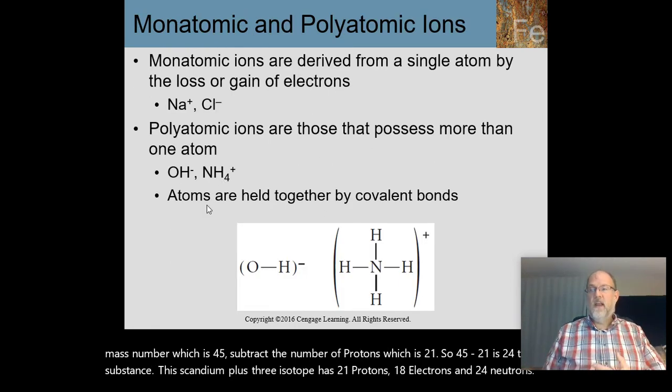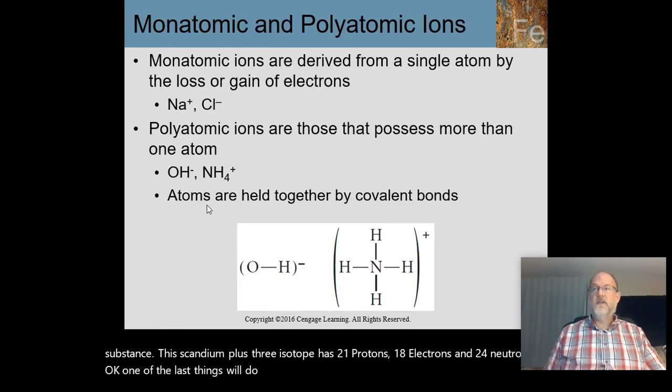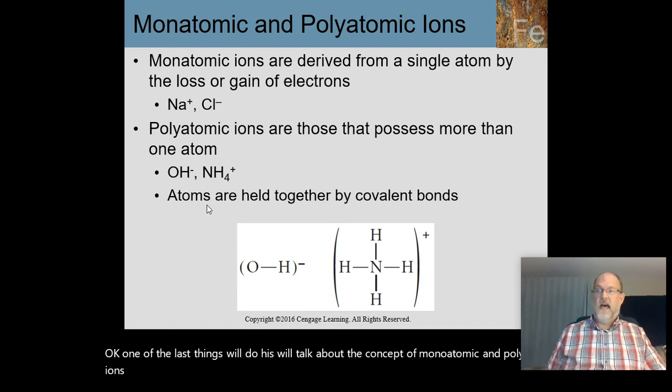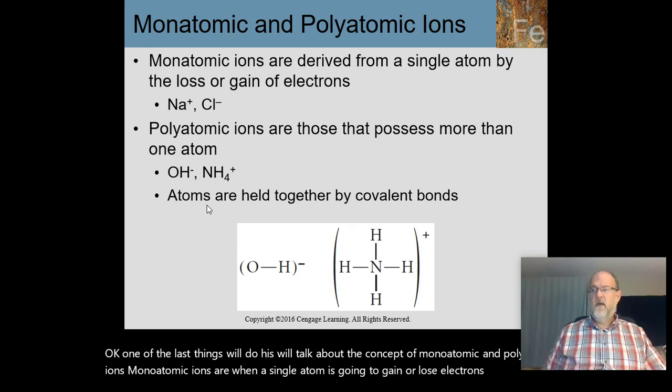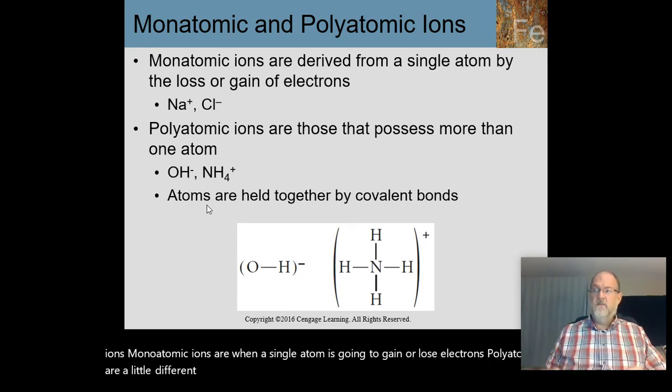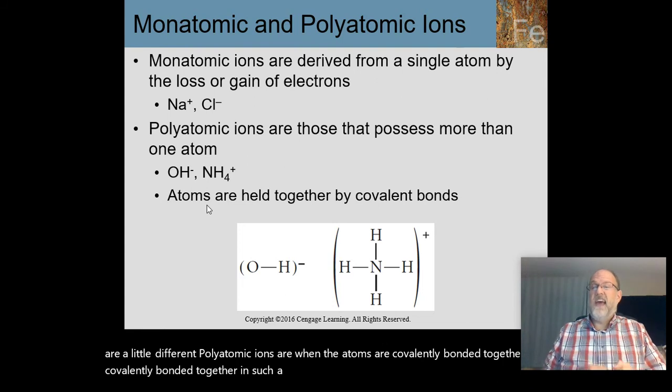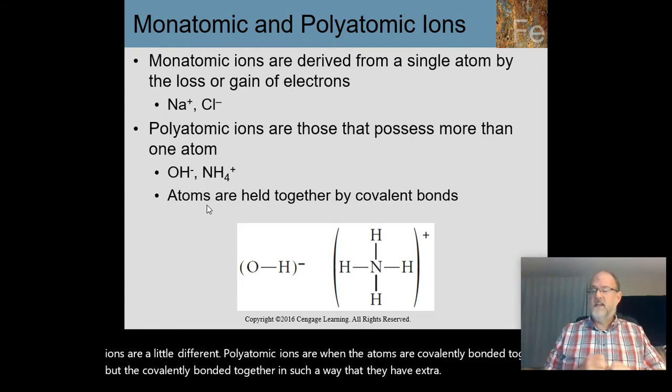Okay, one of the last things we'll do here is talk about the concept of monatomic and polyatomic ions. Monatomic ions are when a single atom gains or loses electrons. Polyatomic ions are a little different. Polyatomic ions are when the atoms are covalently bonded together, but in such a way that they have extra or fewer electrons.